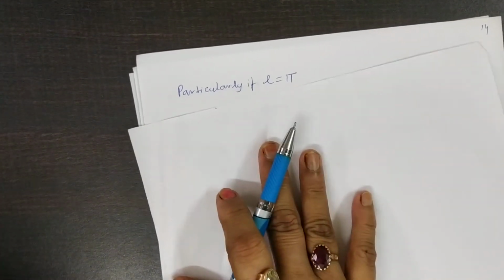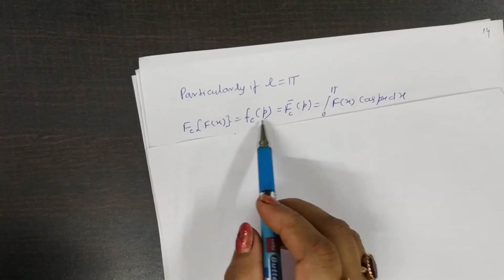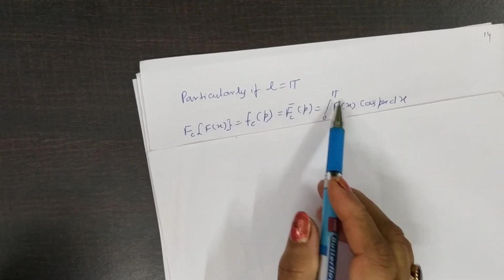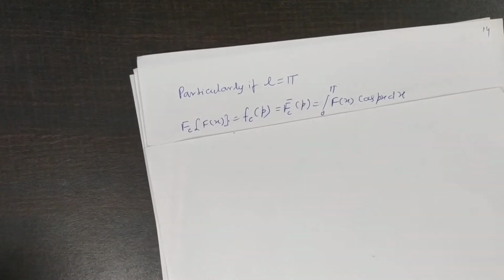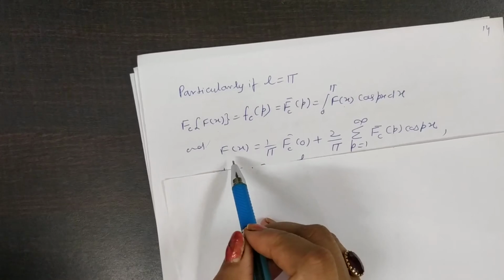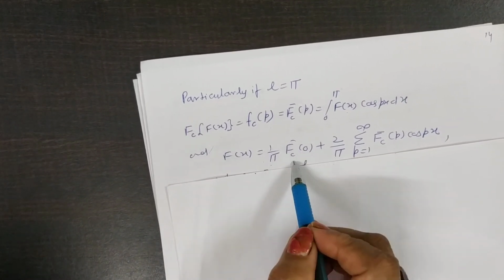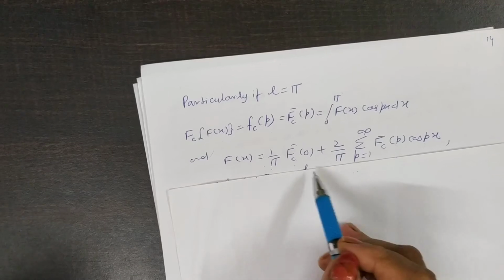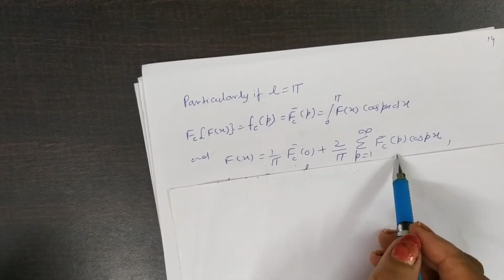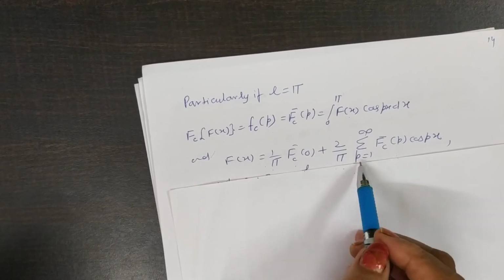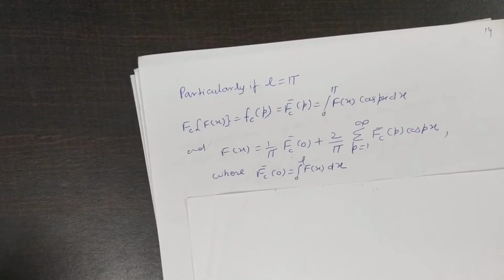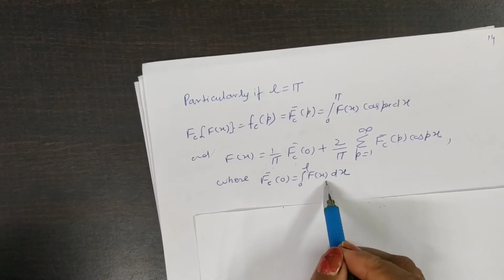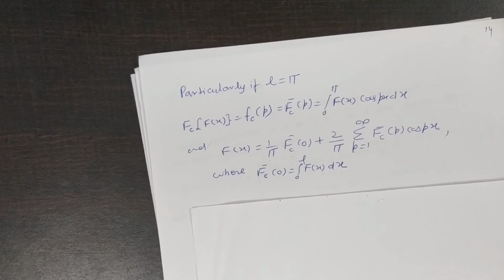Now if you substitute L equal to π, then this can be written as f̄_c(p) equal to the integral from 0 to π of f(x) cos(px) dx, and f(x) is equal to (1/π) f̄_c(0) plus, because of the even functions, the cosine terms: plus 2/π times the sum over p from 1 to infinity of f̄_c(p) cos(px), where f̄_c(0) is the integral of f(x) dx.